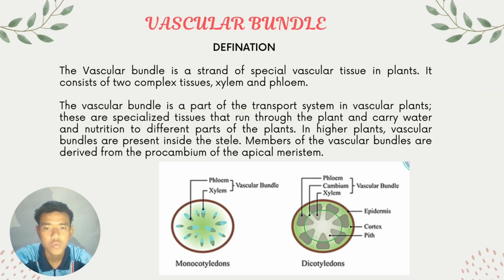Now we're going to go through the vascular bundle. A vascular bundle is a strand of special vascular tissue in plants. It consists of two complex tissues, xylem and phloem. The vascular bundle is a part of the transport system in vascular plants. These are specialized tissues that run through the plant and carry water and nutrition to different parts of the plant.